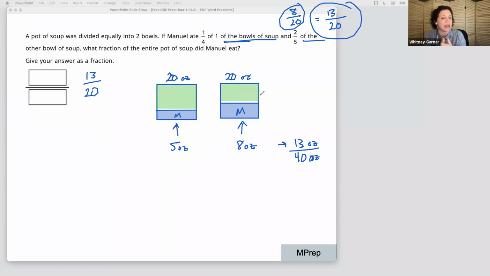And yeah, Maya, you can put in, it doesn't have to be a reduced fraction. It does not have to be a reduced fraction. So any variation of the fraction, 13 over 40 works.